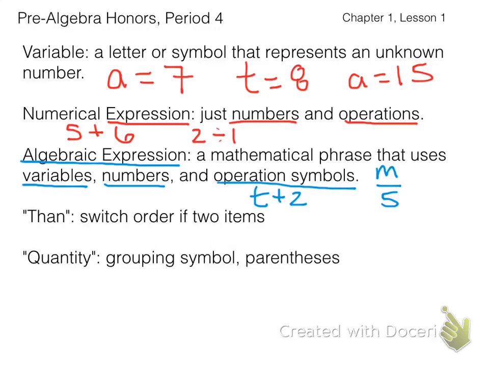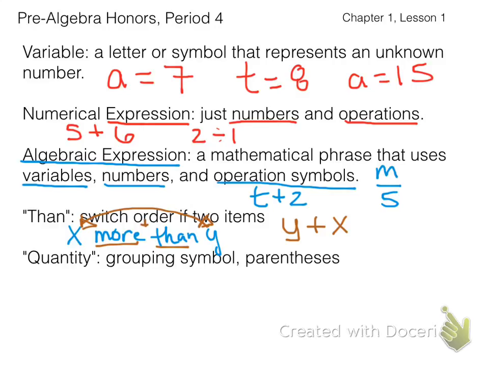All right, the word than. If I say the phrase x more than y, so it would be x more than y. Well, the more means addition. The word than, though, means to switch the location of the two things. So if I was actually to write an algebraic expression for this example, x more than y, it's actually going to look like y plus x. Because I'm actually adding x to y, because it's more than y. So I'm adding x to y.